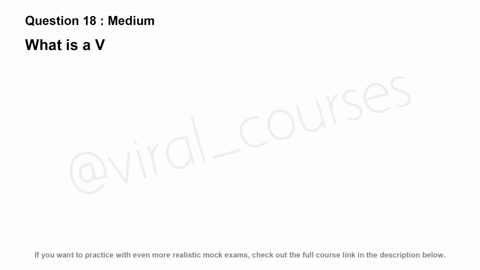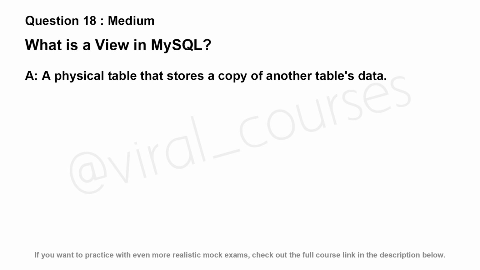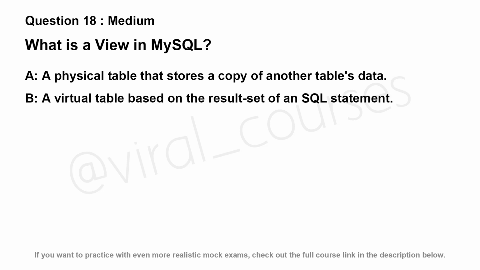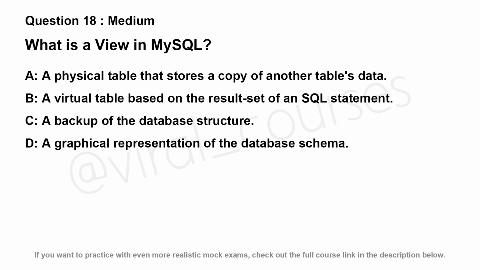What is a view in MySQL? Option A, a physical table that stores a copy of another table's data. Option B, a virtual table based on the result set of an SQL statement. Option C, a backup of the database structure. Option D, a graphical representation of the database schema.